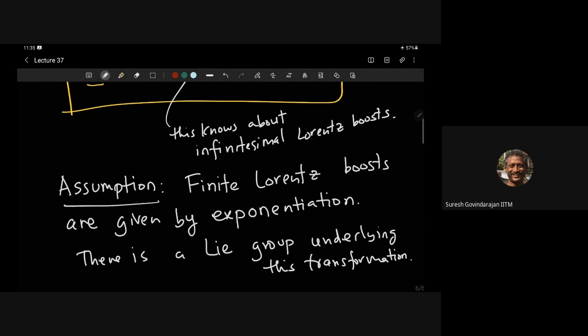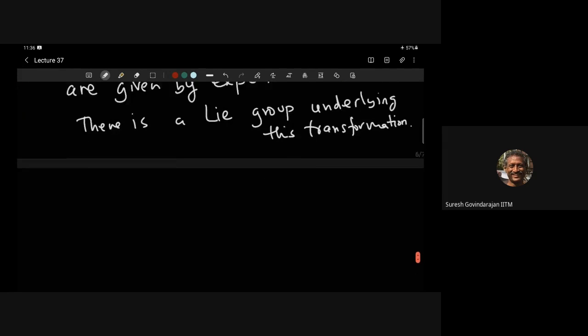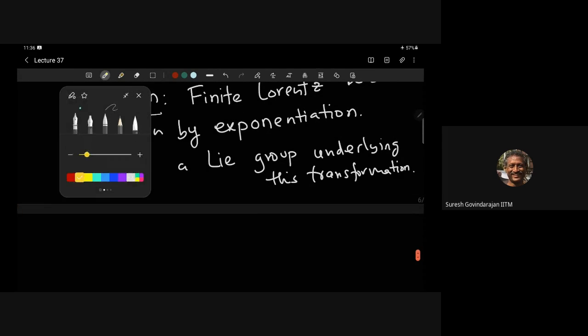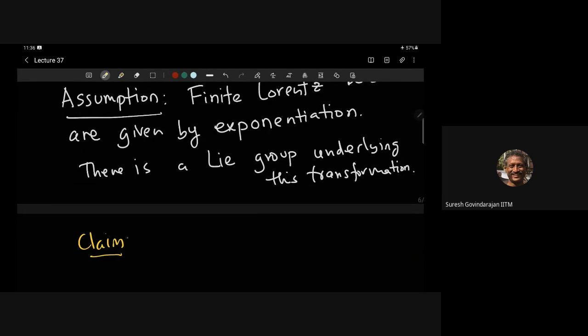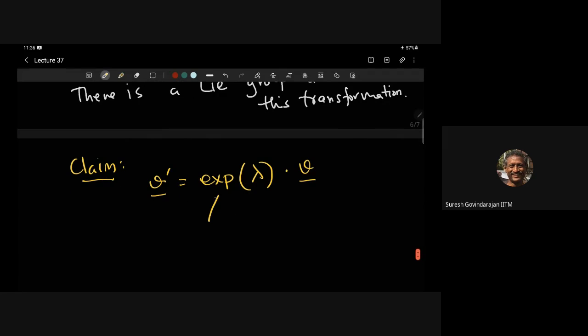Okay, this is an assumption. We can prove it, but I'm just putting in this assumption. So equivalently, we can write this claim. Okay, and this is finite. Is this clear? So this is now a very strong claim. But you can actually prove it.